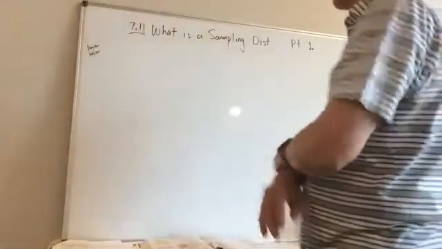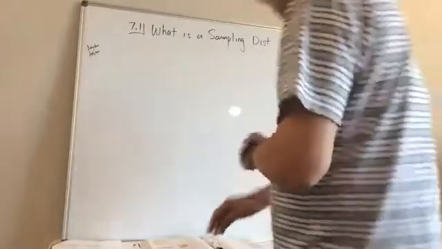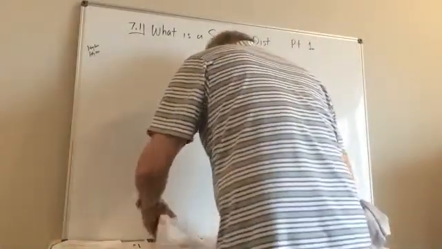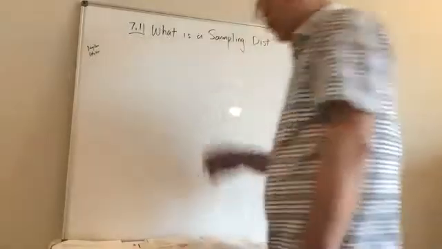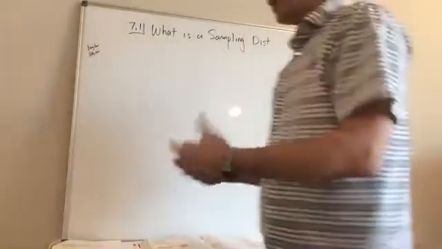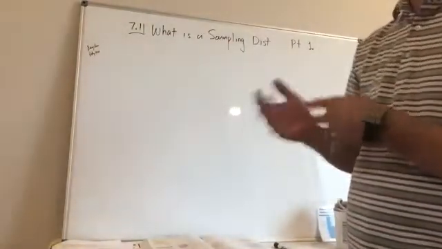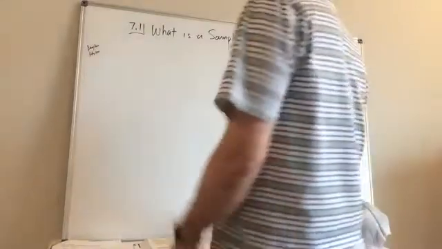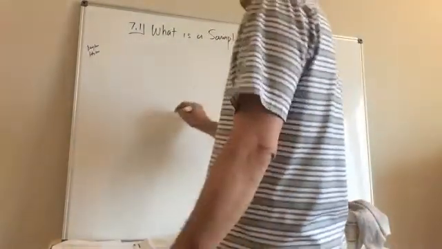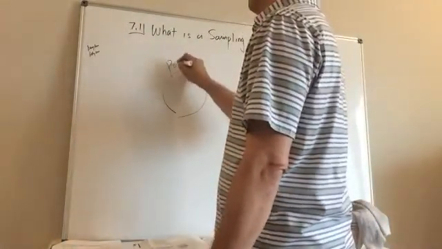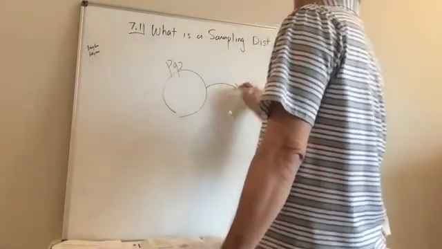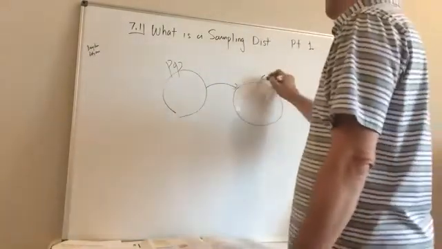Now that we got that out of the way, let's go ahead and start running on chapter 7. Chapter 7 is about sampling distributions, okay? We're going to do some samples from a population and we're going to talk about the distribution of those samples. So in other words, if you had a population and you took a sample, this would be your sample.